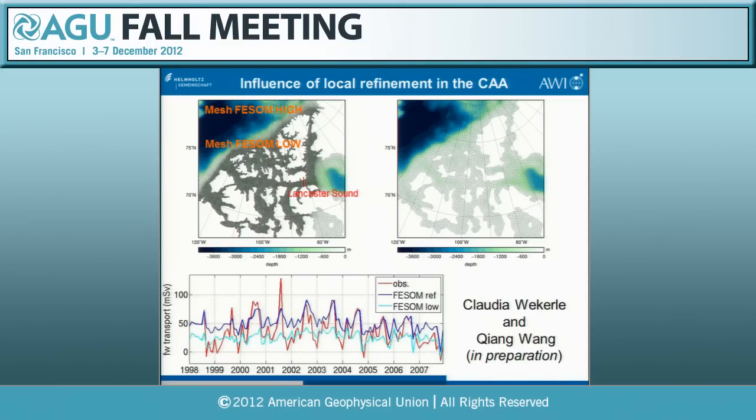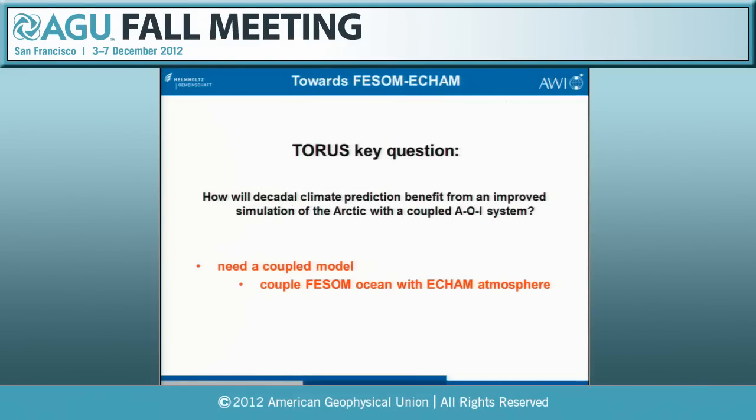And currently FESOM is actually used in a lot of ongoing activities as a standalone ocean model. We also do GIS melting and other things. Our question in the TORUS project is, however, to show how the climate predictions can benefit from the unstructured mesh approach. And for this purpose, we obviously do need a climate model, and this is why FESOM has been coupled to the ECHAM atmosphere.